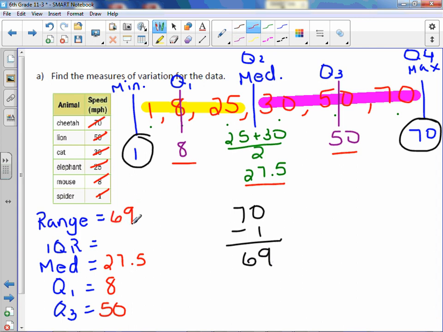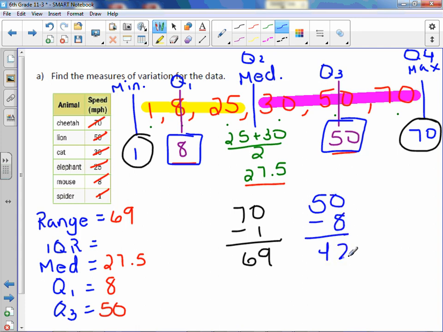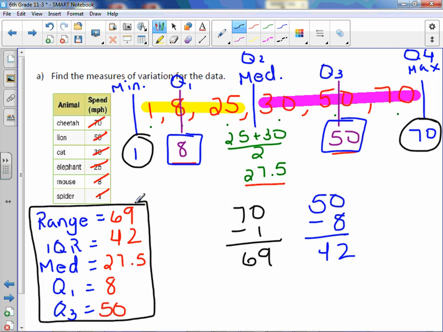69 is the range. The interquartile range takes your two inside quartiles and finds the range of those two numbers. Or in other words, it takes your quartile 1 and quartile 3 and subtracts those numbers. So 50 minus 8 is 42. So the interquartile range is 42. And this list here shows our measures of variation.